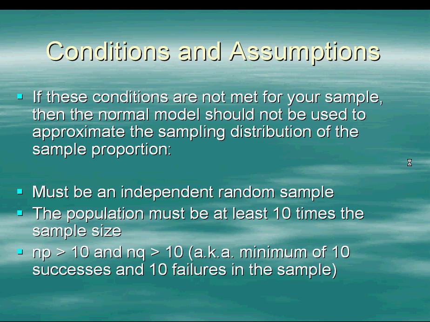A random sample means that we've collected it randomly and that there's no bias in our sample. The population has to be at least 10 times the sample size. Here that means that our sample of 50 people, 10 times that would be 500, and that means that there has to be at least 500 people in the United States, which there are. You have to have at least 10 successes and 10 failures in your sample. That means that we have to have at least 10 people that smoke and 10 people that don't smoke in our sample, and we met that condition as well. On the AP test, you will be expected to list out these conditions and explain how they are met in your problem.